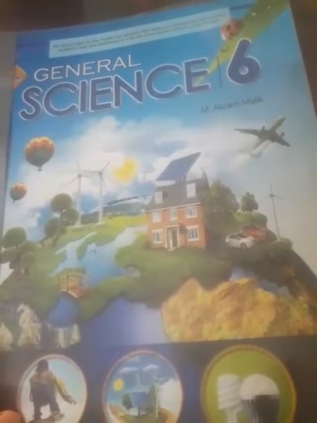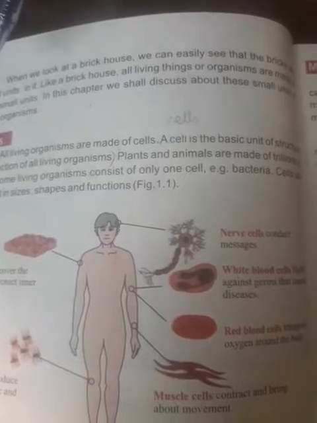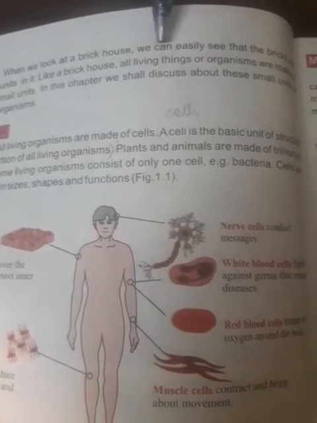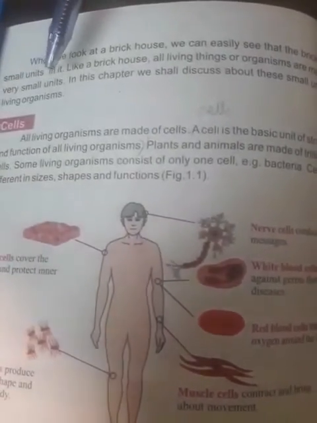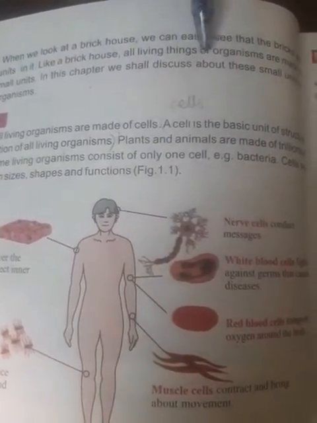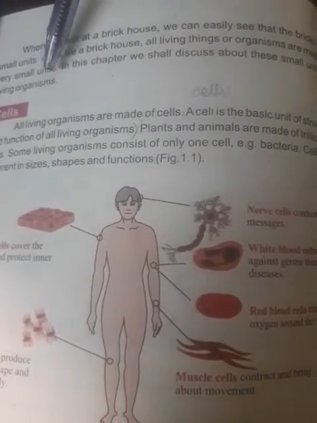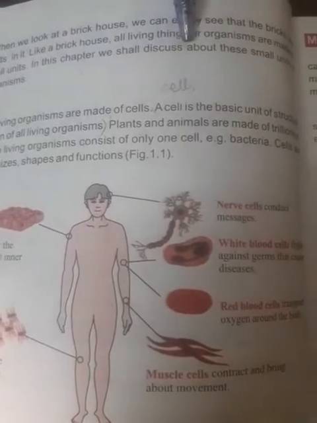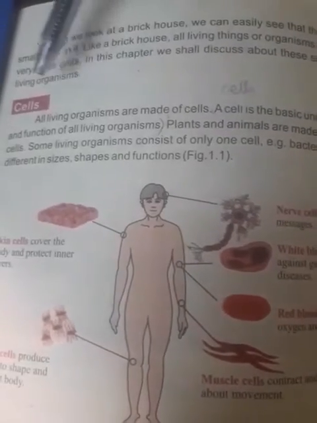Today we are going to start the reading of General Science for class 6, unit number 1, Cellular Organization of Plants and Animals. When we look at a brick house, we can easily see that the bricks are small units in it. Like a brick house, all living things or organisms are made of very small units. In this chapter we shall discuss these small units of living organisms, cells.